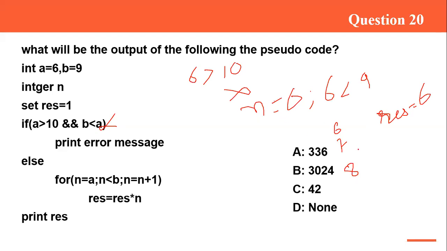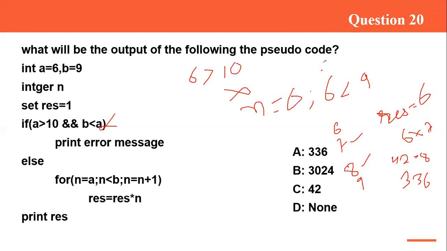Enters inside, N value will become 7. Result was already 6. 6 into 7 it will calculate. What is 6 into 7? You should tell. 6 into 7 is nothing but 42, right? Yes, 42. Now again, N value will become 8. Now 42 into 8. What is 42 into 8? Calculate. 42 into 8 is 336 only? Yes, exactly. 336. And then what? N value will become 9.